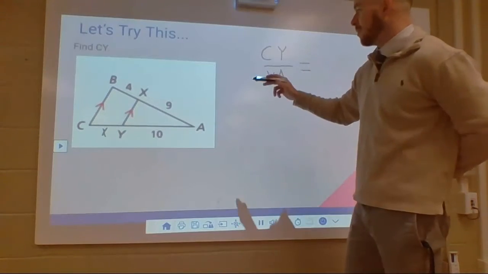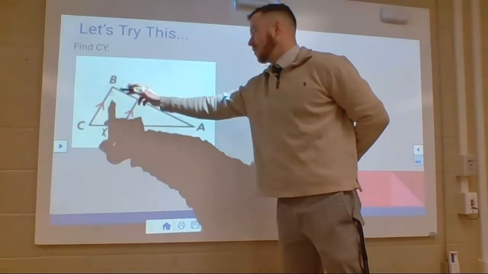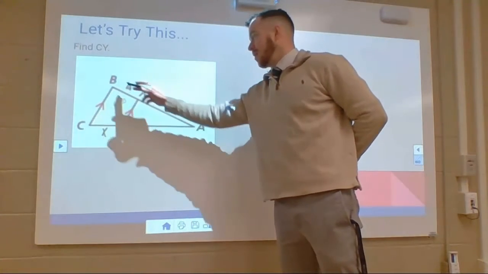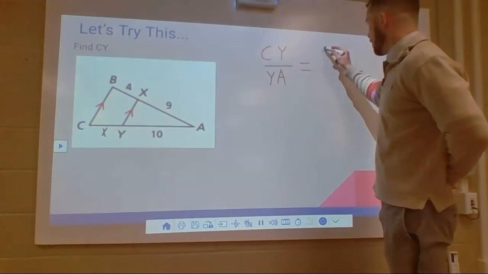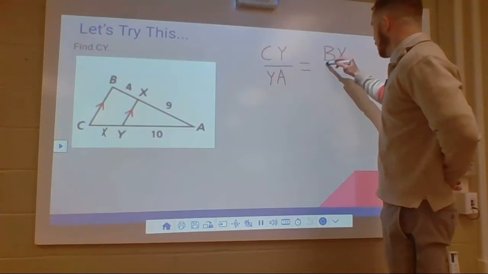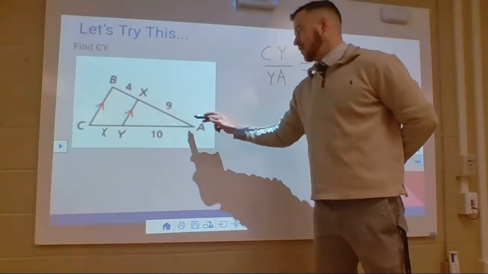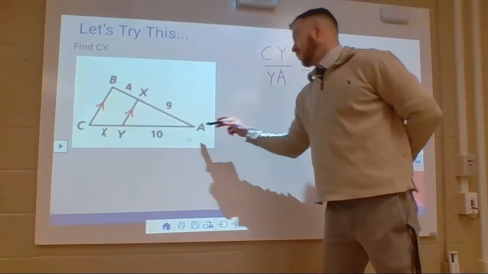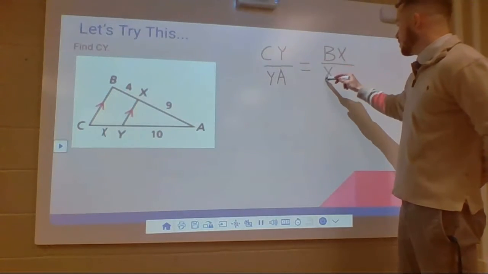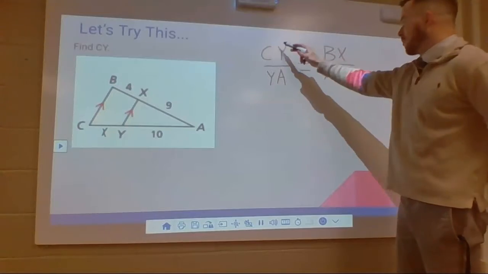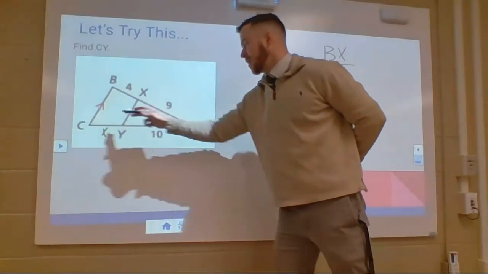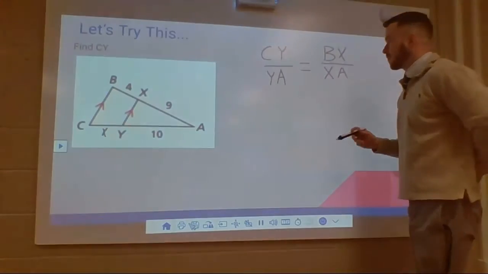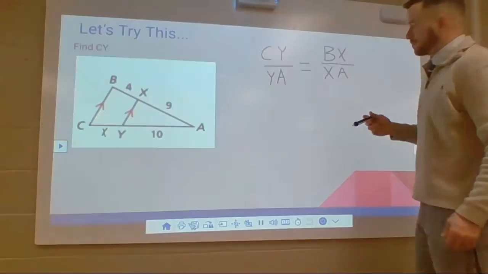It's going to be equal to, well, we see across from CY, that short part of the side, right? Just as CY is the short part of this side, BX is the short part of the other side. So BX over XA, the longer part of that side. So it's going to be across from YA. So XA. And remember, CY and YA, they compose the same side of that triangle. BX and XA, they compose the same side of this triangle. Okay? So now let's just substitute in.